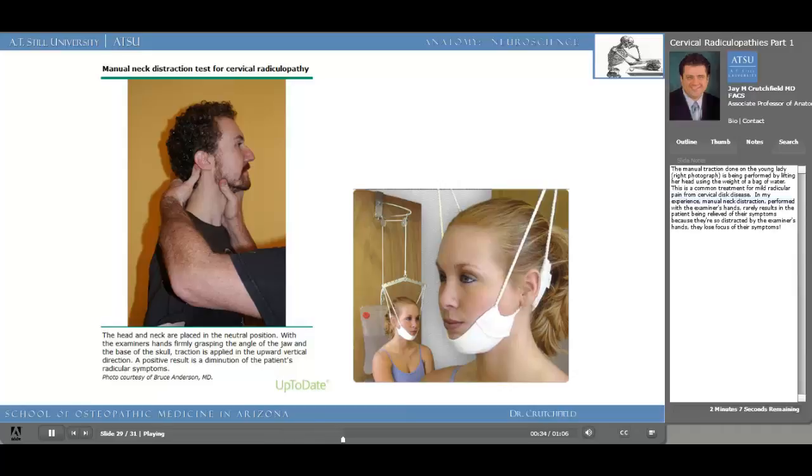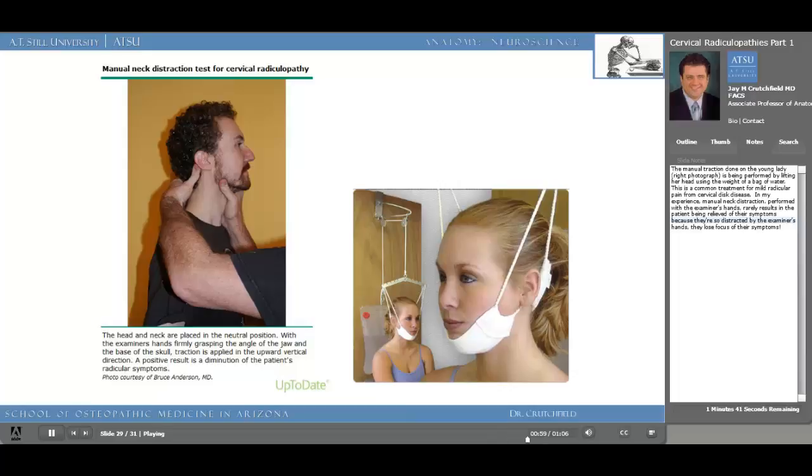This is a common treatment for mild radicular pain from cervical disc disease. In my experience, manual disc distraction performed with the examiner's hands, as you see on the left, rarely results in the patient being relieved of their symptoms, because they're so distracted by the examiner's hands, they lose focus of their symptoms. If it can be done properly by a qualified physical therapist, the manual neck distraction test is still a good test.